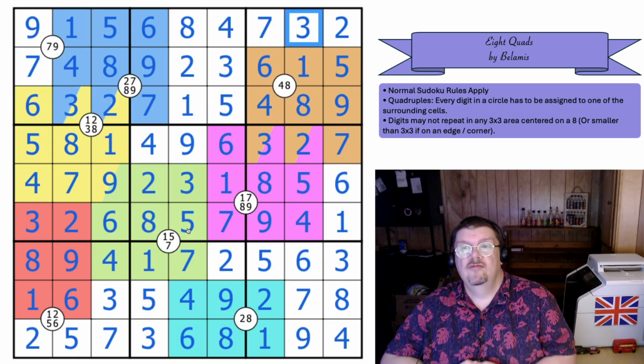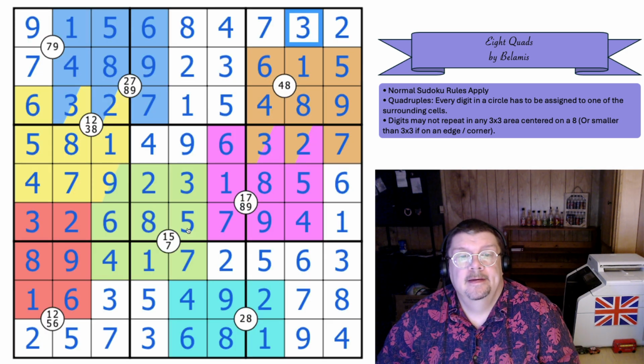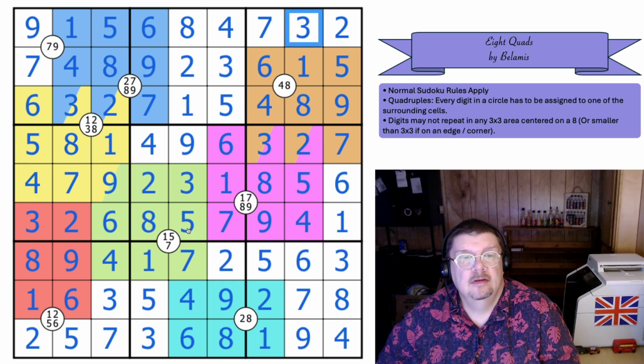That is a really beautiful puzzle with some excellent logic about the extra regions centered on the 8s. Yeah, I really like that.